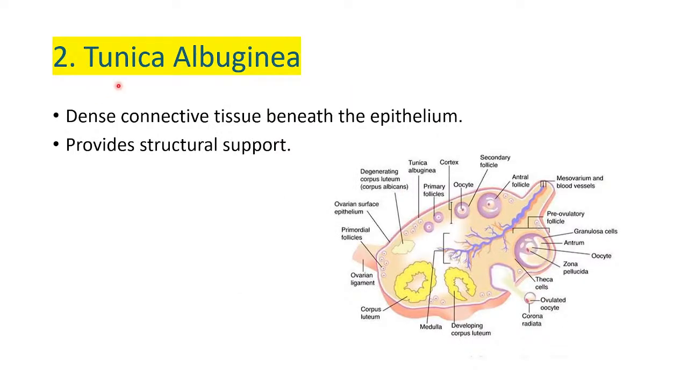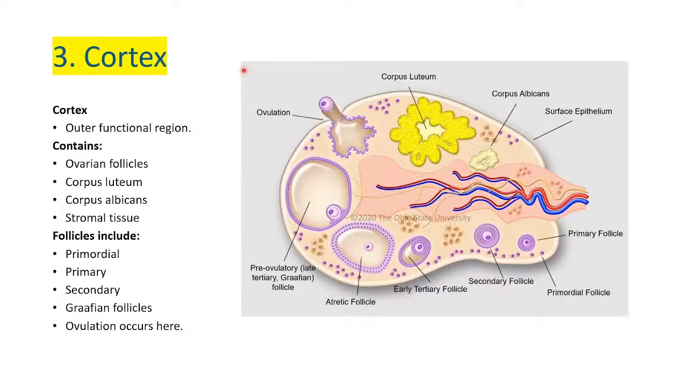Okay, we also have the tunica albuginea. This is the tunica albuginea that we have there. It is dense connective tissue beneath the epithelium that provides structural support to the ovary itself. Then we have the cortex, which is the functional part of the ovary. This area that we have here, this is our cortex, the whole of that.